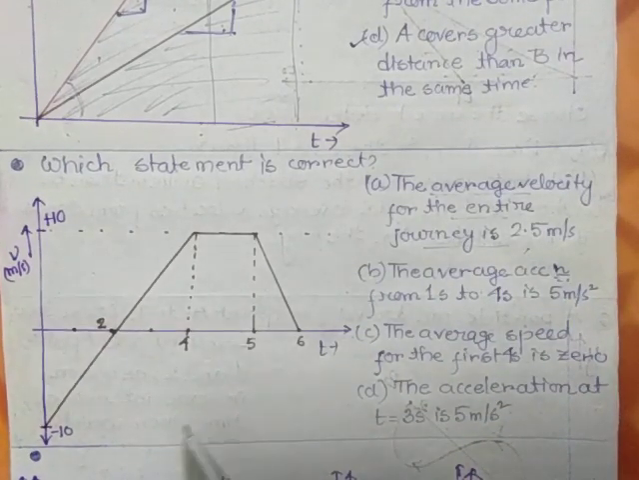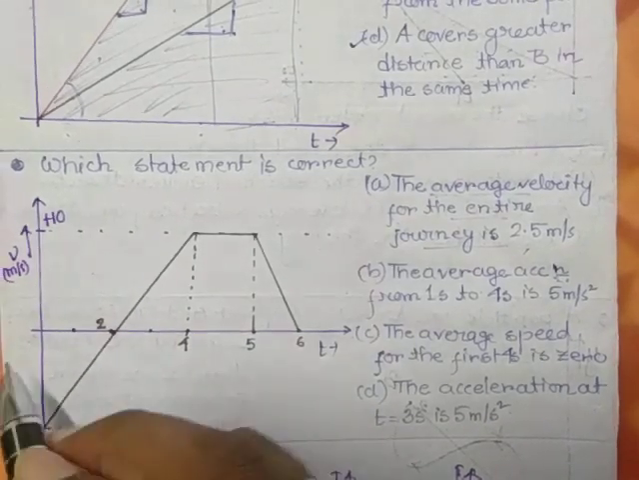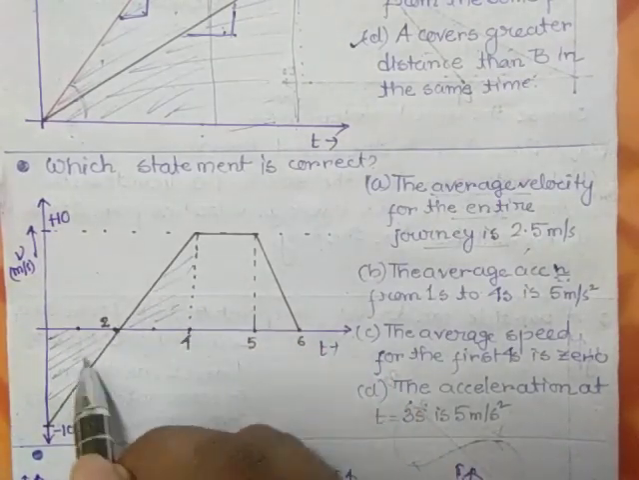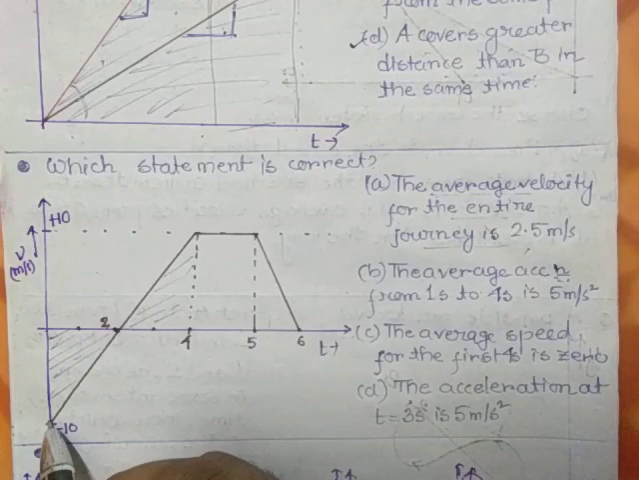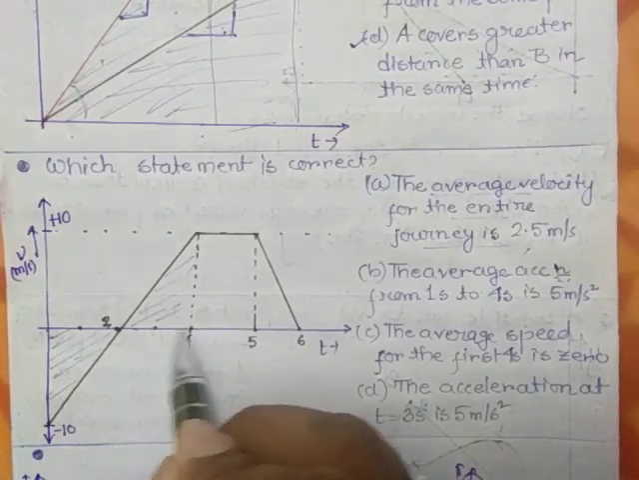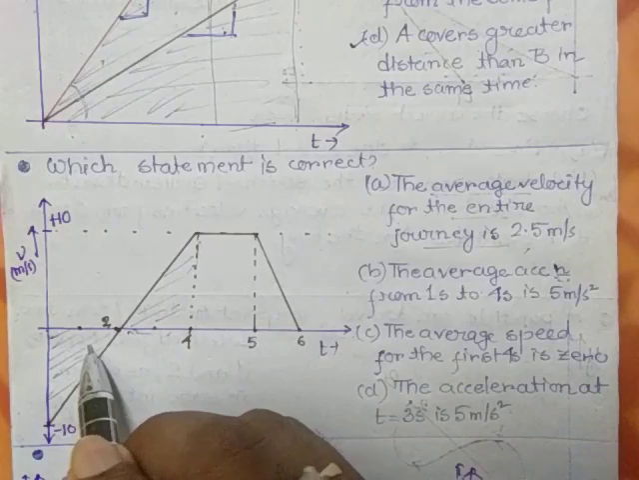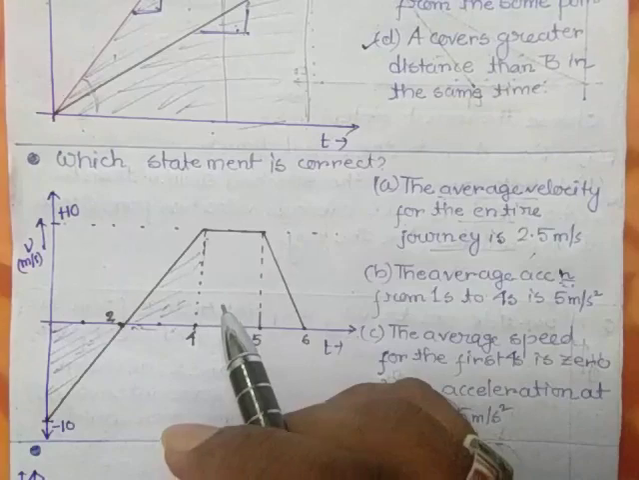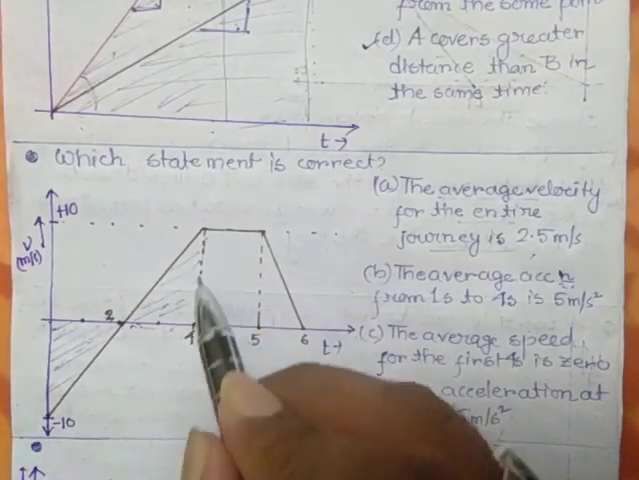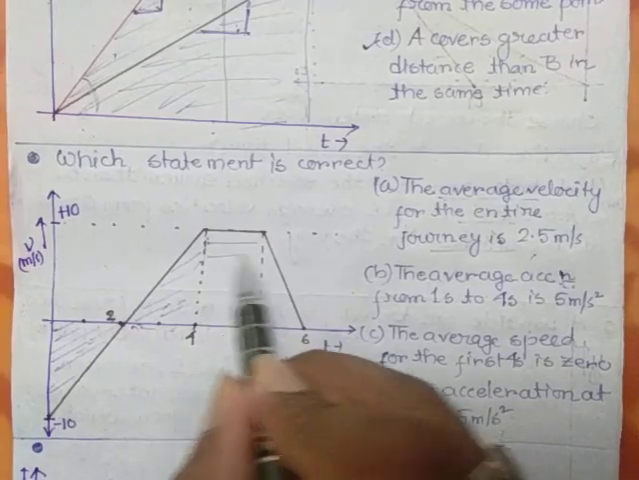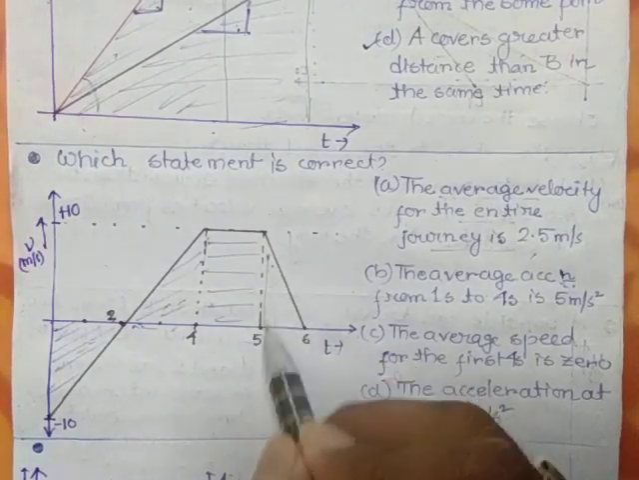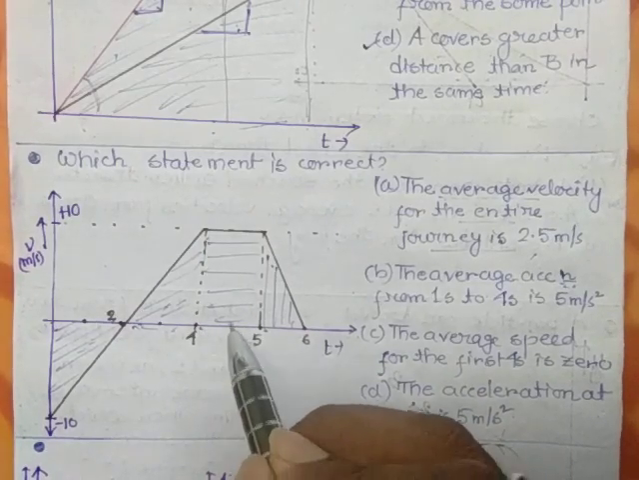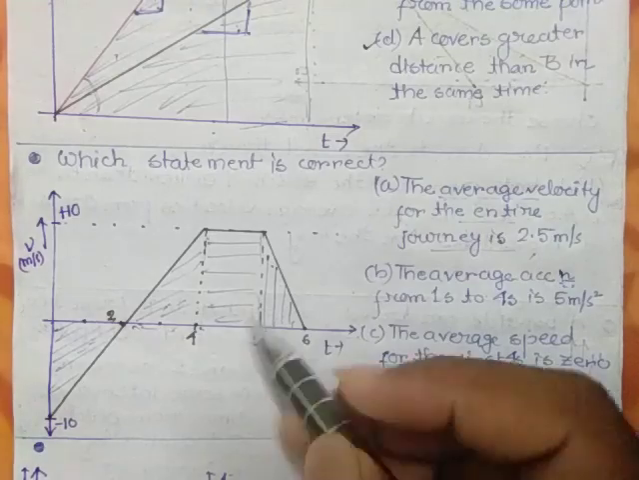Average velocity will be total distance divided by total time, and the distance can be calculated by calculating the area of this one and this one. Obviously this one and this one are symmetric. The time is 2 seconds, it is minus 10, and the time here is 4 minus 2 seconds, and it is also plus 10. So these two areas basically cancel each other out. So the areas which are effective here are this one and this one. So what does it measure? 5 minus 4 is 1, and it is 10.